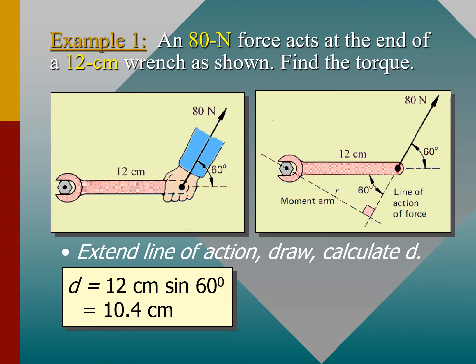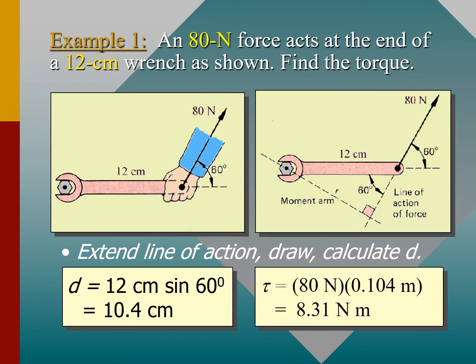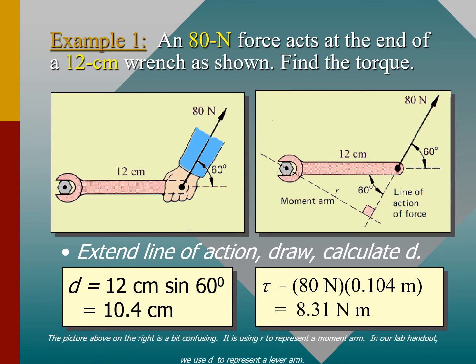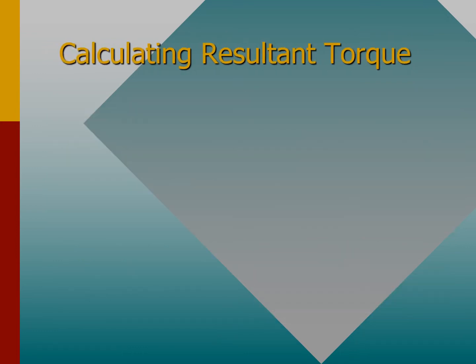So D equals 12 centimeters times sine 60, which is 10.4 centimeters. So the torque is going to be F times D, which is your 80 Newton force times 0.104 meters. The picture to the right is a bit confusing, using R to represent the moment arm. In our lab handout, we will use D to represent the lever arm. Calculating the resultant torque.